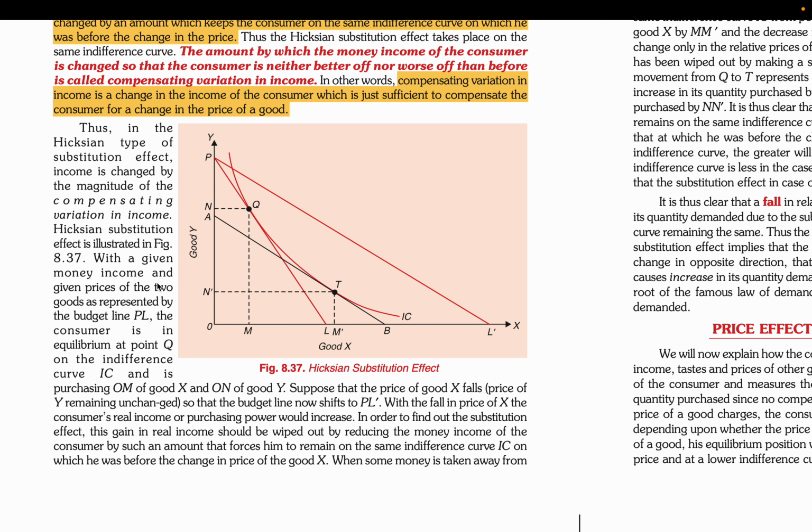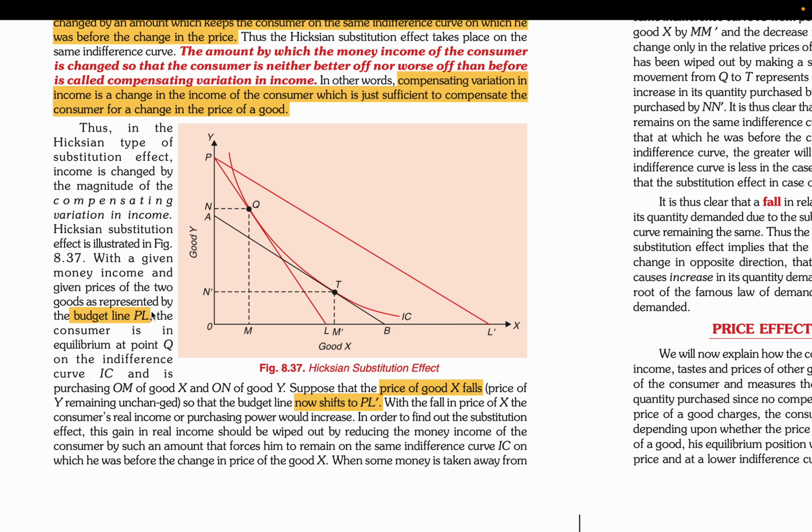With the given money income and given prices of the two goods as represented by the budget line PL, the consumer is in equilibrium at point Q on the indifference curve and is purchasing OM of good X and ON of good Y. Suppose that the price of the good X falls, so that the budget line now shifts to PL dash.